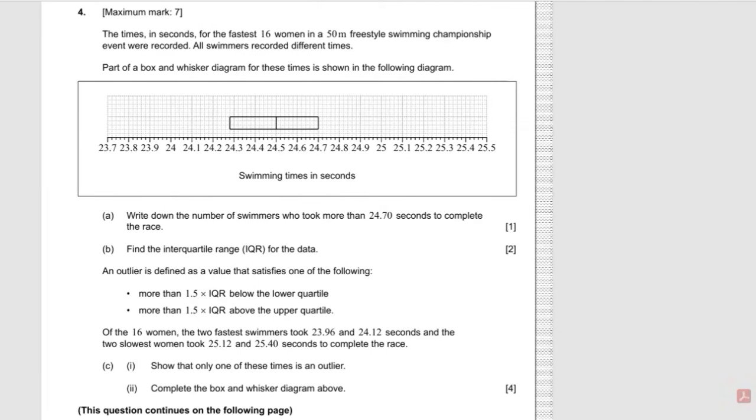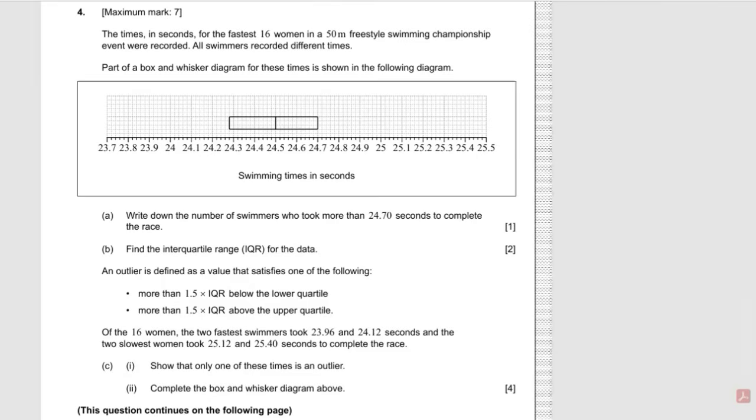Question 4, it's a 7-mark question. The times in seconds for the fastest 16 women in a 50-meter freestyle swimming championship event were recorded. All swimmers recorded different times. Part of the box and whisker diagram for these times is shown in the following diagram. So we can see that the box and whisker diagram has not been made completely. We can see there is a median. This must be the upper quartile and this must be the lower quartile. So remember, box and whisker diagram, the middle 3 lines, what do they mean?